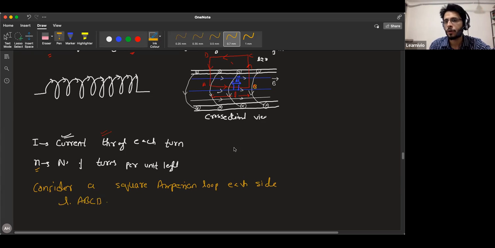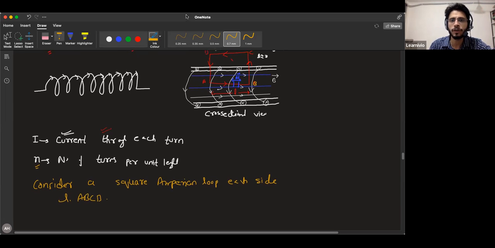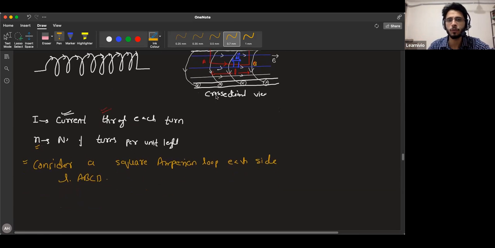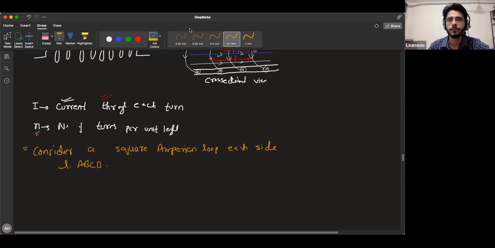That's the first step. What is the second step, Mehraj? When we calculate magnetic field using Ampere's circuital law, what is the second step? The first step is we consider a square Amperian loop, each side of length L, and the name of the loop is ABCD. What is the second step? We apply the closed integral of B dot dl. We use Ampere's circuital law.